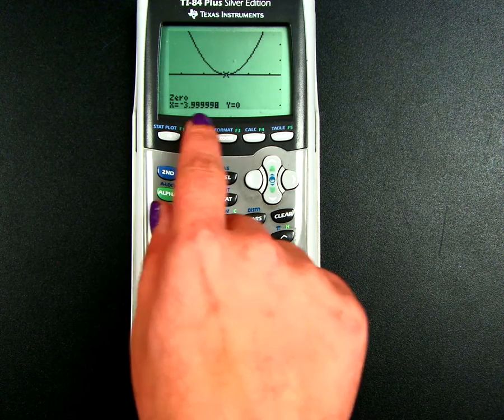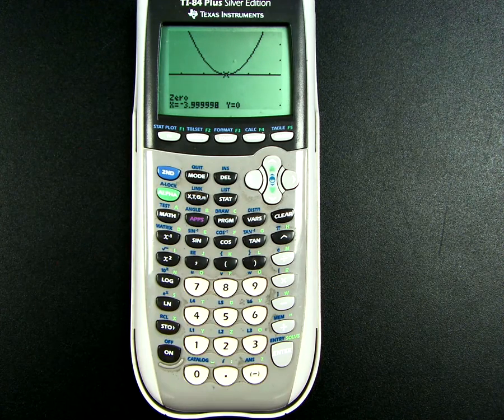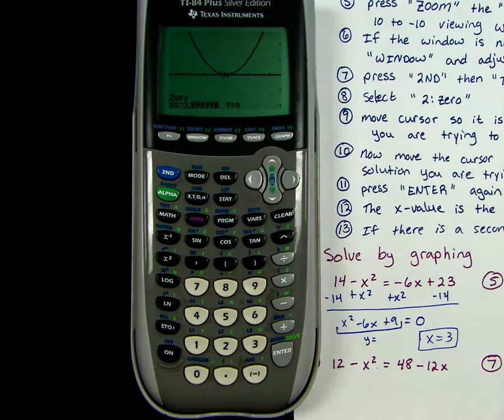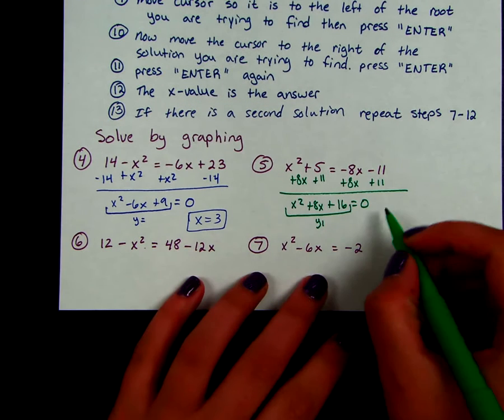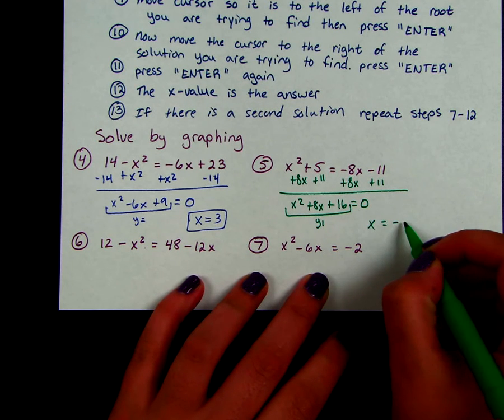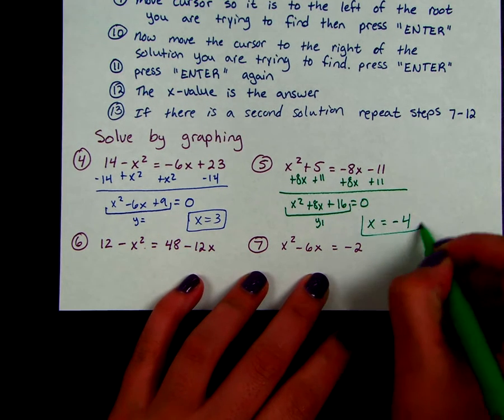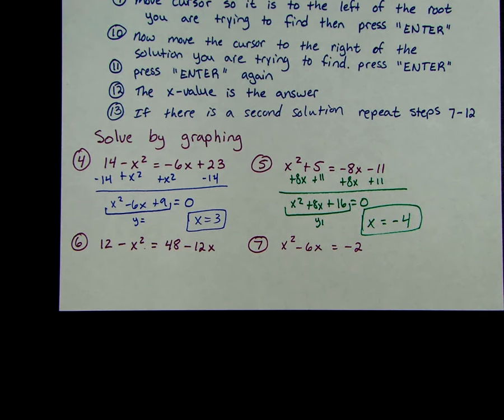So again, we have a little bit of a coding error there. So that really means the same thing as -4. So that's going to be our answer. So back on our paper, we would write x equals -4. We're just going to have one solution for that.